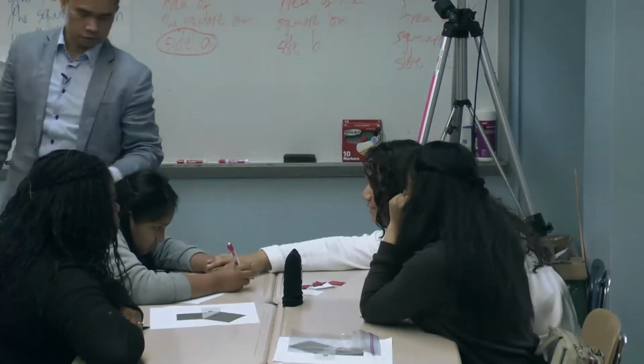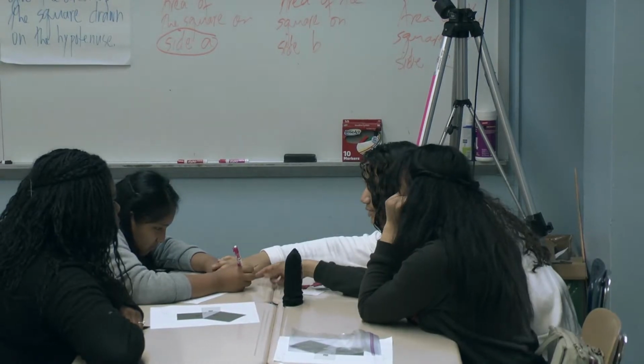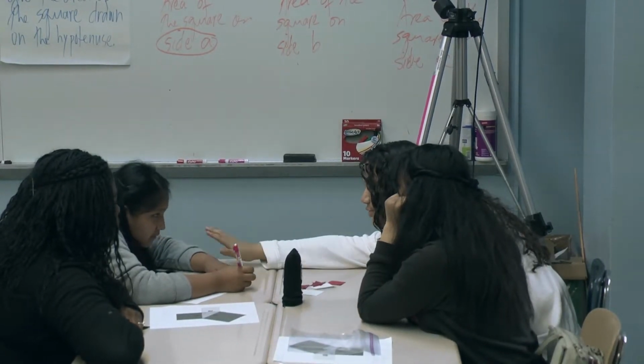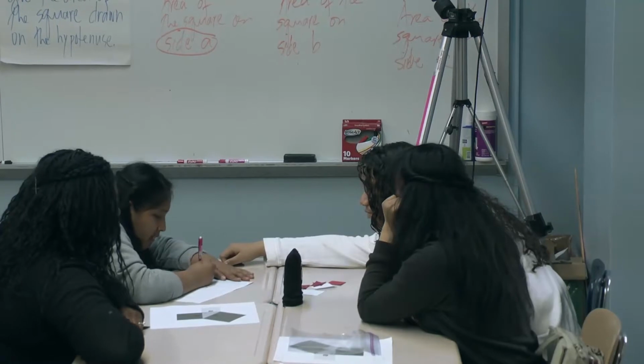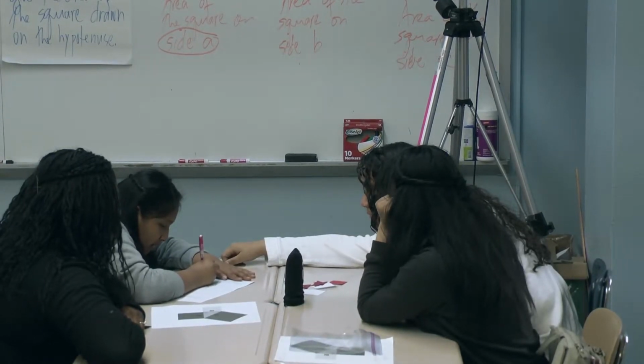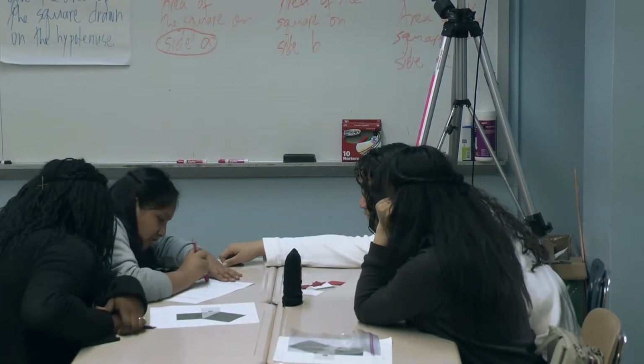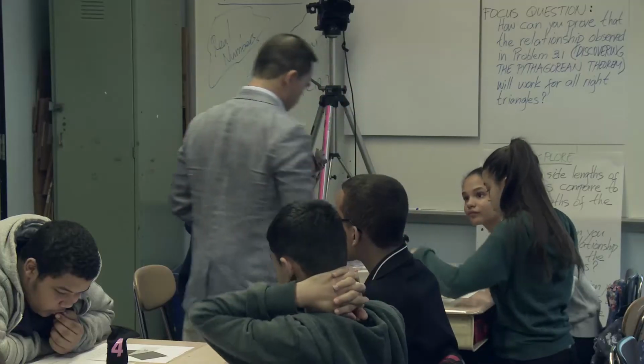We found out that the smaller square is related to the larger square, and the legs. Awesome. You found it? Eureka! Awesome. All right. Okay. Now, who is the taskmaster here?